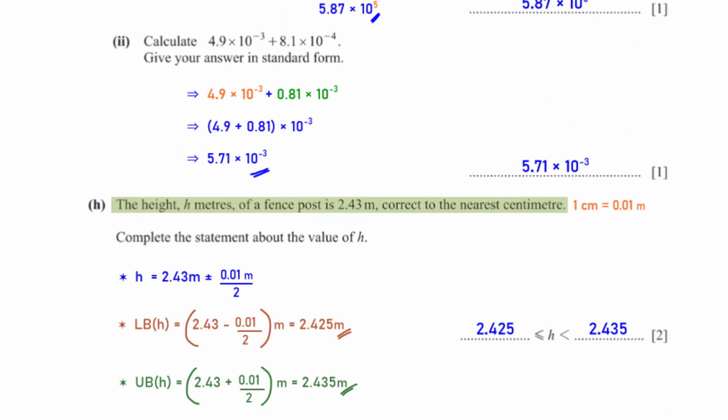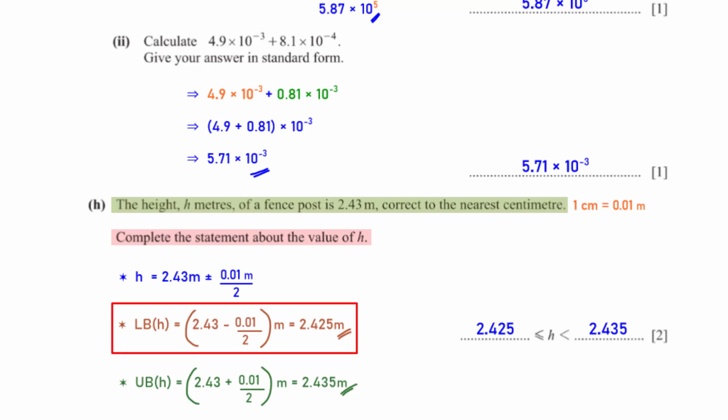The height h meters of a fence post is 2.43 meters, correct to the nearest centimeter. Complete the statement about the value of h. To correct h to the nearest centimeter, we have 2.43 meters. Then we bring in plus and minus 1 centimeter, which is 0.01 meters. Then we divide 0.01 meters by 2.